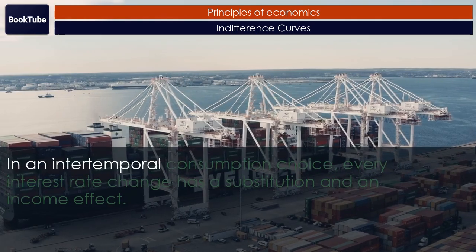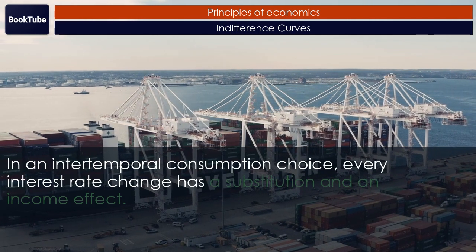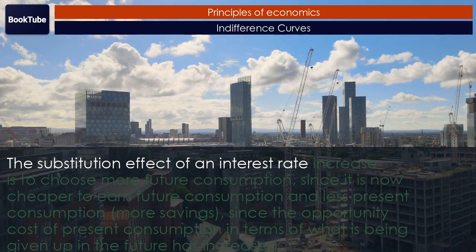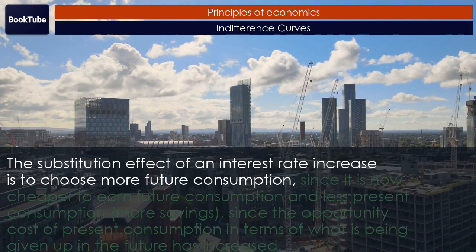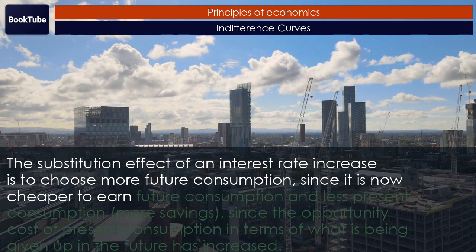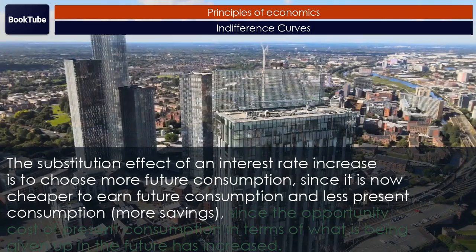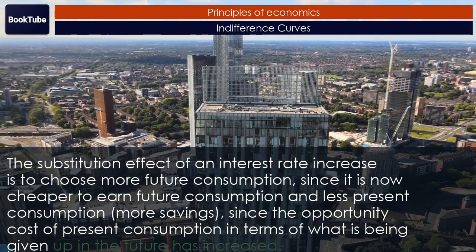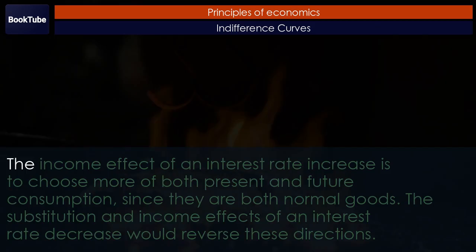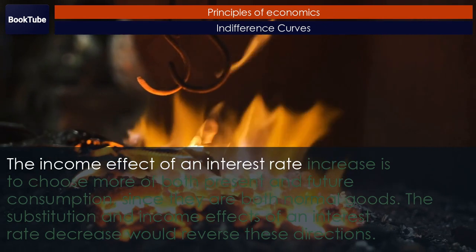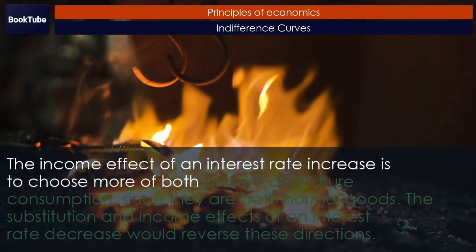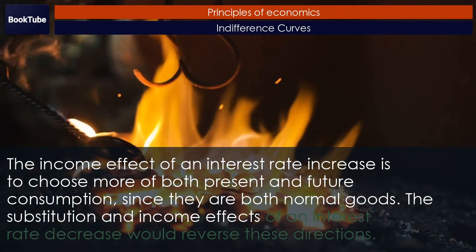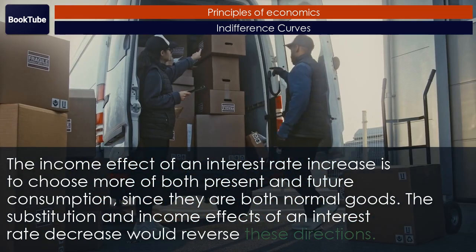In an intertemporal consumption choice, every interest rate change has a substitution and an income effect. The substitution effect of an interest rate increase is to choose more future consumption, since it is now cheaper to earn future consumption, and less present consumption. More savings, since the opportunity cost of present consumption in terms of what is being given up in the future has increased. The income effect of an interest rate increase is to choose more of both present and future consumption, since they are both normal goods. The substitution and income effects of an interest rate decrease would reverse these directions.